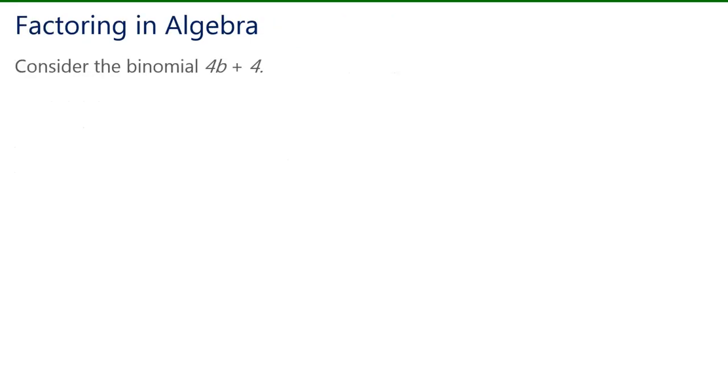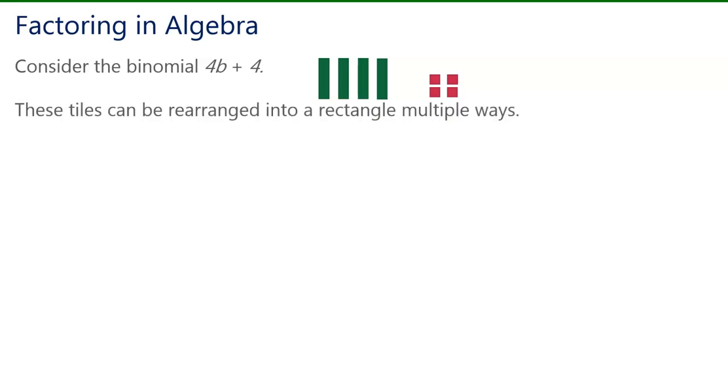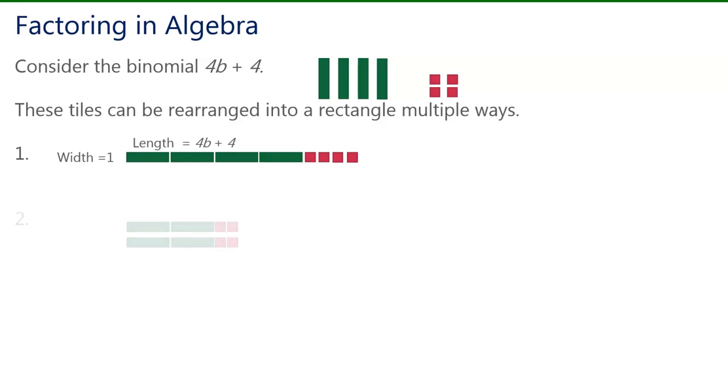Let's look at some factoring with algebra tiles. Consider the binomial 4b plus 4, so 4 green rectangles and 4 smaller red squares. These tiles can be rearranged into a rectangle multiple ways. Here's one way. We can have a width of 1 because there's one line, and in that line, the length is 4b plus 4, so we can write it as 1 times 4b plus 4.